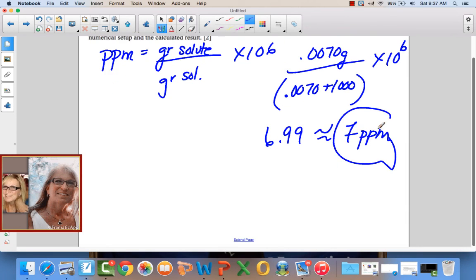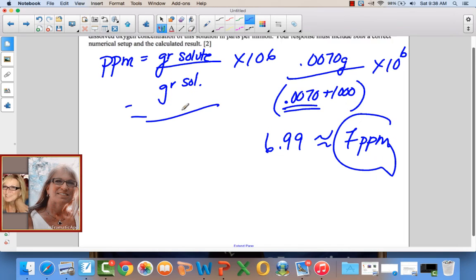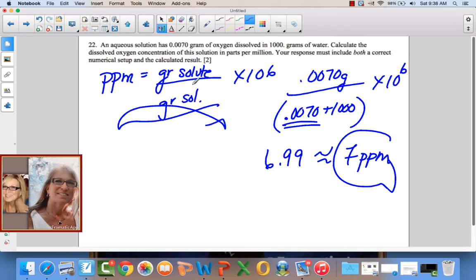Now, I want to state something, because this was an actual Regents question a couple of years ago and a lot of kids got it wrong. If you leave the solute out of the solution, you forget that it's part of the solution, you're not going to get this question right. You'll still come out with 7 parts per million as your answer, but they won't give you the point because you only had 1,000 in your denominator. So it's very important that you know that grams of solution includes the solute plus the solvent. All right, next question.